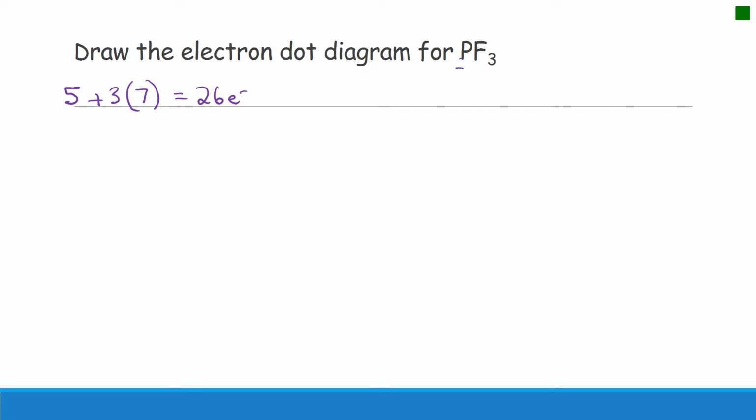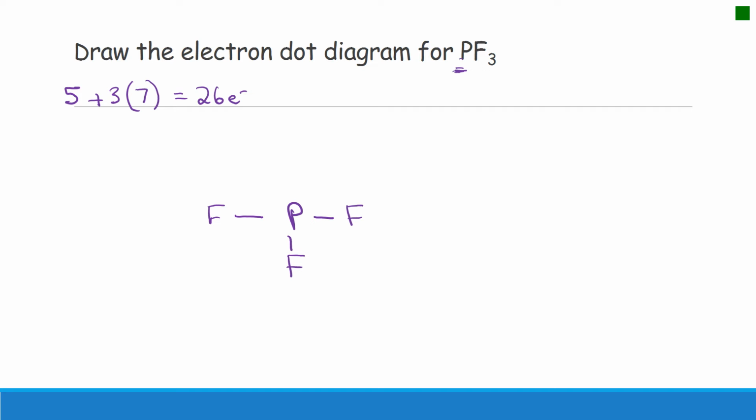And you'll notice here that the central atom has been written first. So we put phosphorus in the middle, and then fluorine, fluorine, and fluorine. Next step, we have to put single bonds. That's our start point. So we put single bonds between the phosphorus and the fluorines.